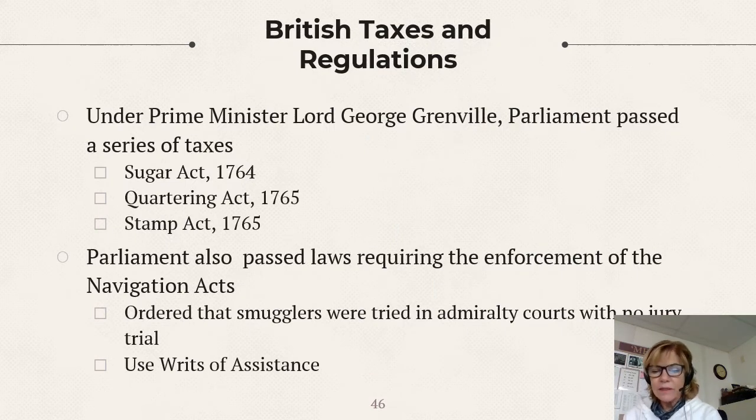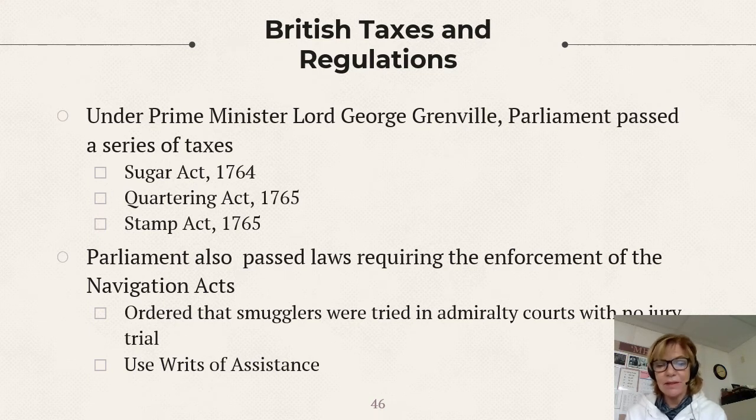So, to offset the debt that the British had as a result of the war, they start to impose all these taxes. And at the time, the prime minister was a guy by the name of Lord George Grenville. And so, here are the taxes that they passed: the Sugar Act, the Quartering Act, and the Stamp Act.